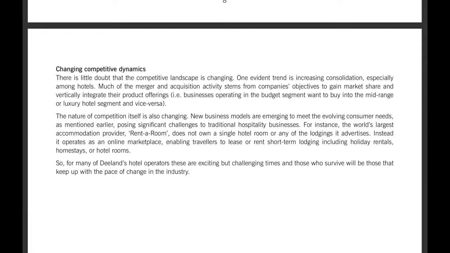Here, changing competitive dynamics. Okay, there is little doubt that the competitive landscape is changing. One evident trend is increasing consolidation, especially among hotels. Much of merger and acquisition activity stems from companies' objectives to gain market share and vertically integrate their product offerings. Okay, this is the example. Business operating in the budget segment want to buy into the mid-range of luxury hotel segment, vice versa. The nature of competition itself is also changing. New business models are emerging to meet the evolving consumer needs. As mentioned earlier, posing significant challenges to traditional hospitality.